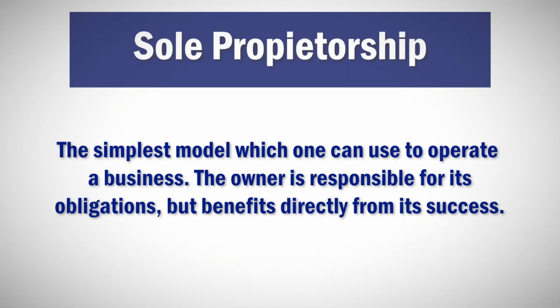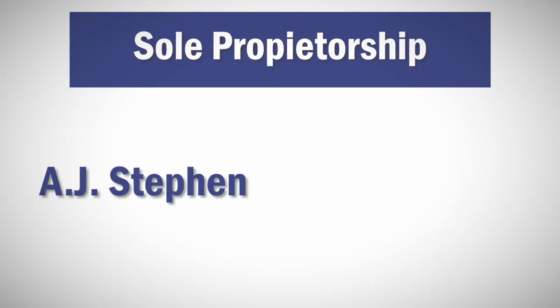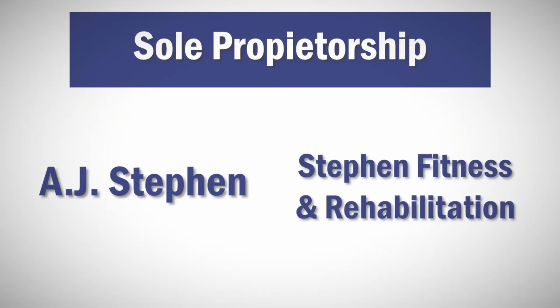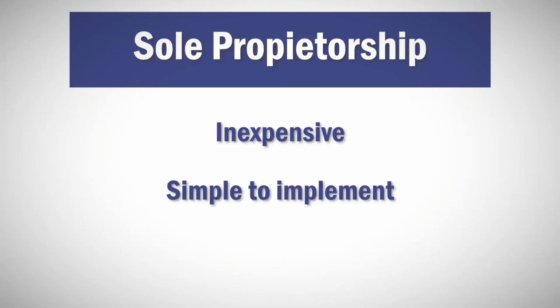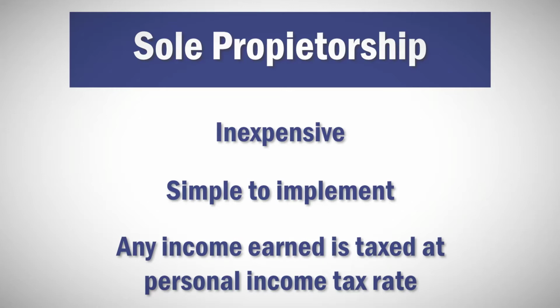Sole proprietorship is the simplest model which one can use to operate a business. In this model, the business owner is personally responsible for its obligations, but benefits directly from its success. It can operate under the legal name of its owner, or it can do business under a fictitious name, like John Doe Kinesiologist, for example. Sole proprietorships are inexpensive to set up and relatively simple to administer. Your annual net income is fully taxable and is reported on your personal income tax return. Seems like a slam dunk choice, but there's a catch.